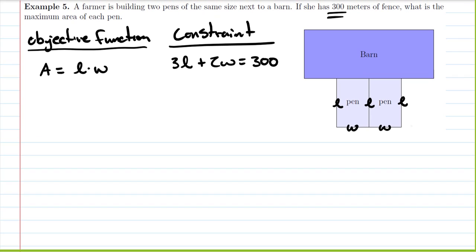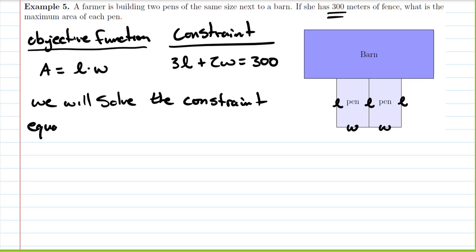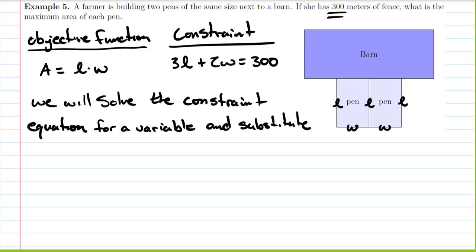So now that we have these two things, the way this is going to go down is we will solve the constraint equation for a variable and substitute it into the objective function.